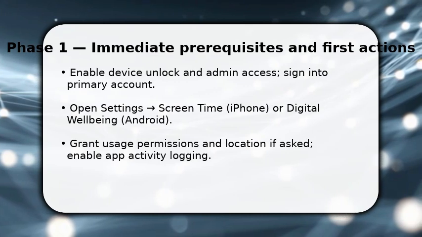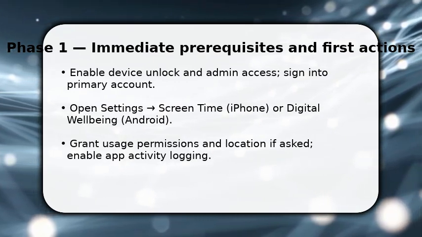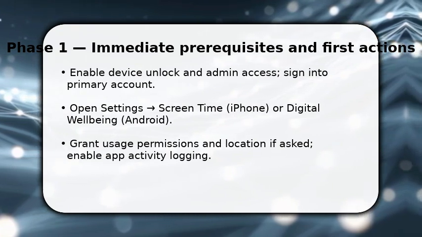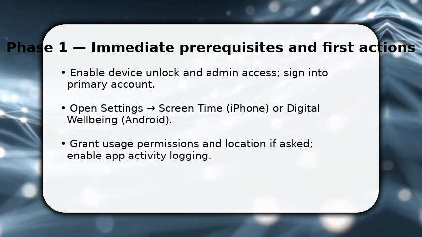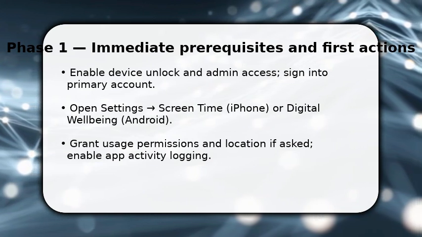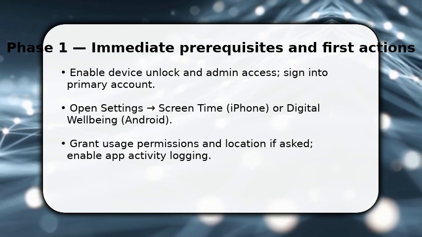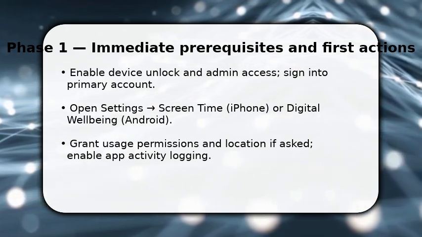You'll begin by preparing the phone so it can record activity, unlock and sign into the primary account. Once done, open Settings and go directly to Screen Time on iPhone or Digital Wellbeing on Android. Make sure to grant usage access and any permission prompts. Without them, the phone can't log app activity.